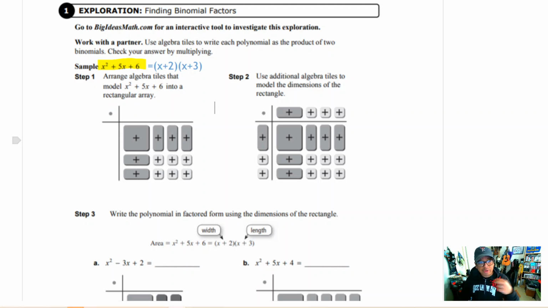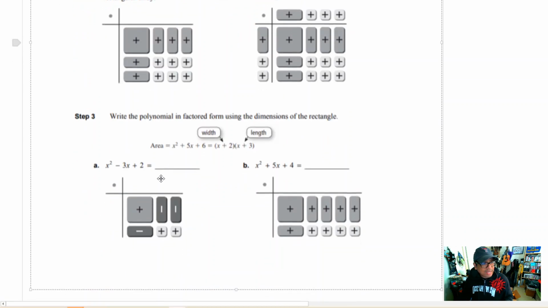And it's factored, quote unquote, because we've taken it and made it into two things being multiplied against each other. So the trinomial is the binomial x plus 2 times the binomial x plus 3. Now we're going to try this again with x squared minus 3x plus 2.